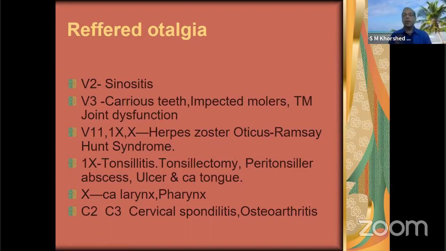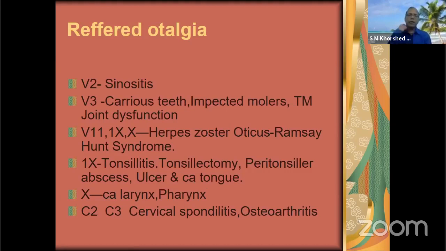Pain is referred to the ear. Tonsillectomy, peritonsillar abscess, ulcer and carcinoma of the tongue, carcinoma of the tonsil, all these diseases are referred through the glossopharyngeal nerve, and the tympanic plexus of the middle ear cavity is formed by the glossopharyngeal nerves. And the vagus nerve, through the vagus nerve, it comes from the larynx and pharynx. Pharynx means hypopharynx, oropharynx, even from the nasopharynx. These regions which are supplied by the vagus nerve, these are supplied from there.